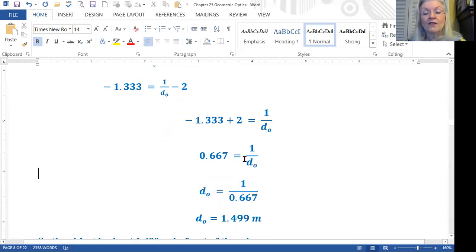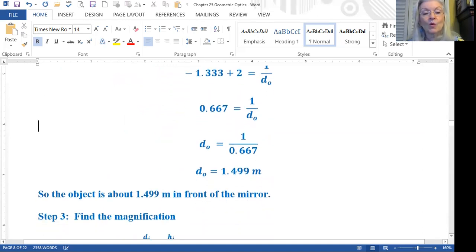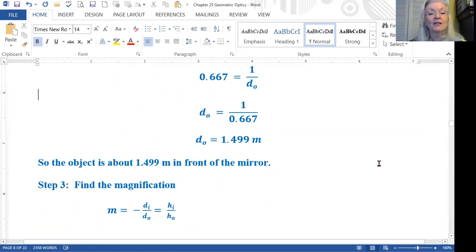To get the DO out of the denominator on the right-hand side, I multiply both sides by DO, divide both sides by 0.667, and I end up with 1.49999. If you round it off to 1.5 meters, you'd probably be okay. What does that tell me? That tells me the object is 1.5 meters in front of the mirror. A positive object distance means you're in front of the mirror.